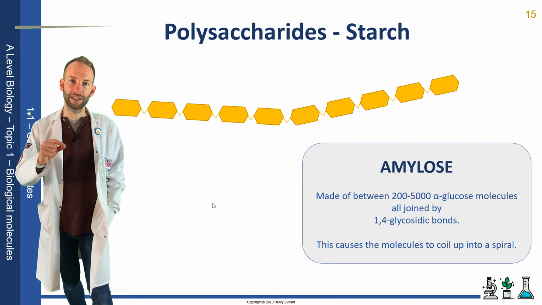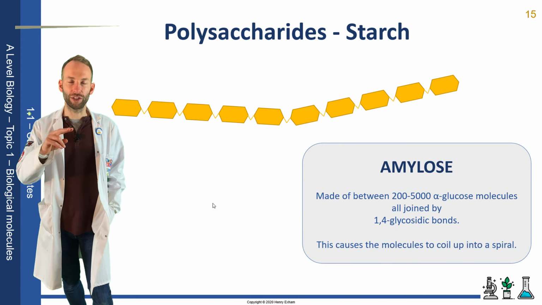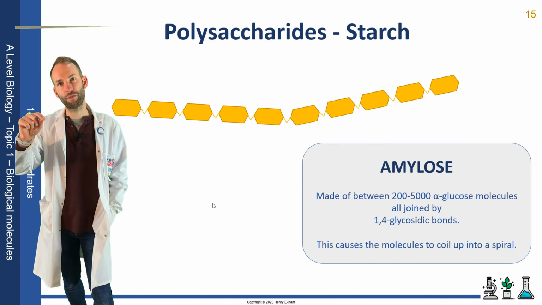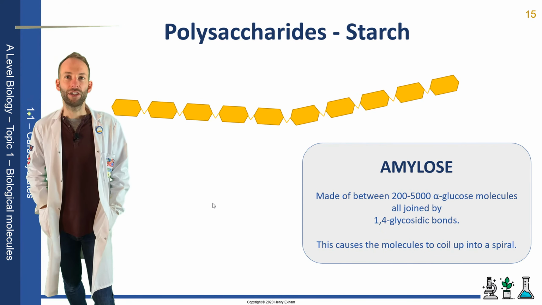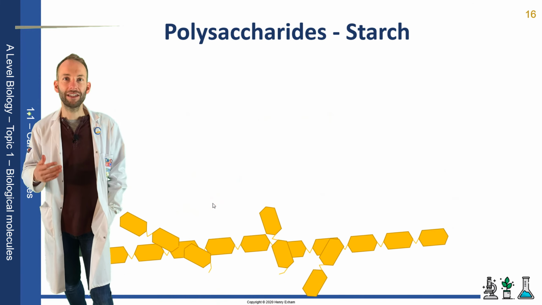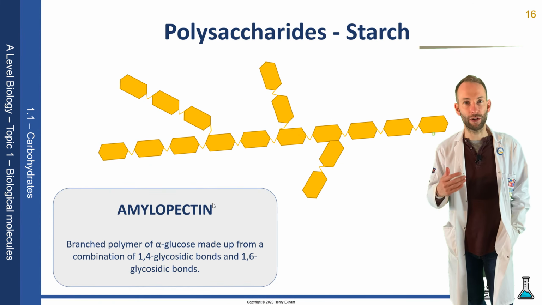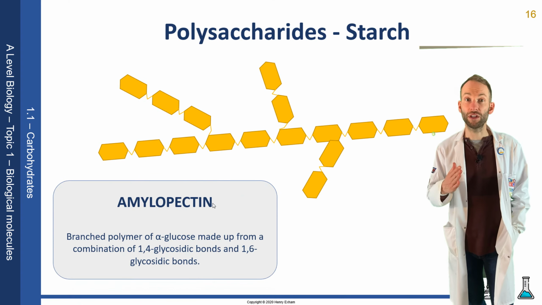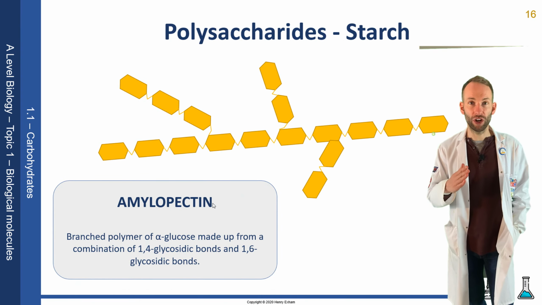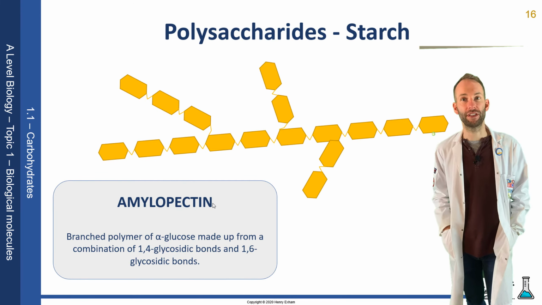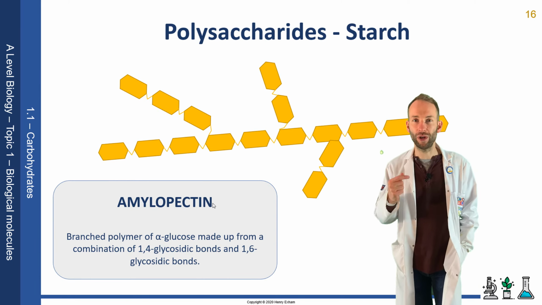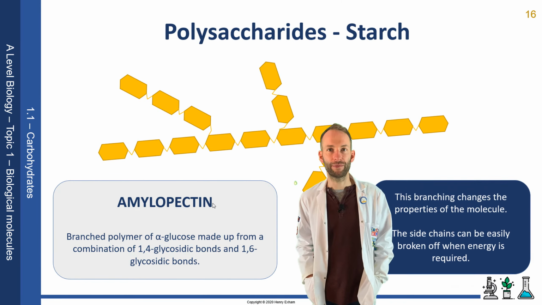But when you do that, there's a slight angle when you join two alpha glucoses together, and if you keep going, it will eventually start spiraling round. So amylose forms a coil. Amylopectin still has alpha glucoses joined together by 1,4-glycosidic bonds, but it also has some 1,6-glycosidic bonds forming branches coming off, as you can see from the diagram. Now this is useful because those are easy to break off to give a quick release of energy.